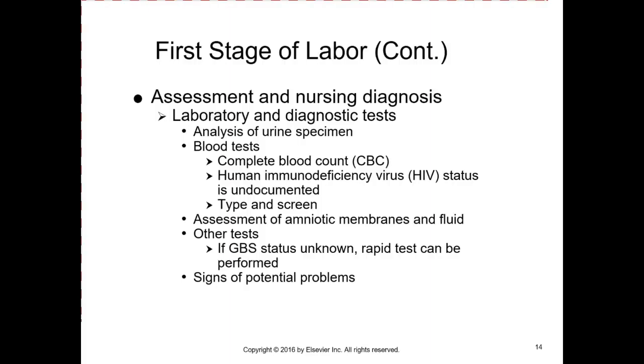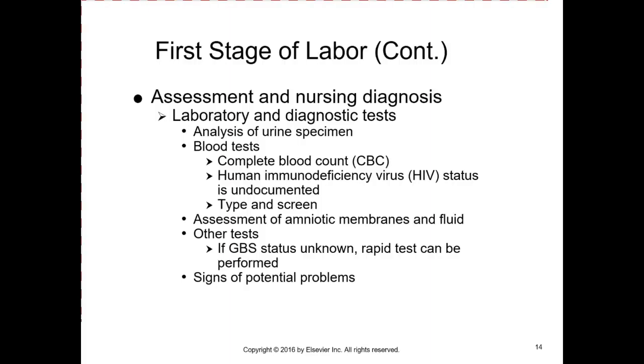And again, once the membranes are ruptured, whether artificially or spontaneously, you want to limit vaginal exams and record maternal temp at least every 2 hours. So you're monitoring for what we call chorioamnionitis and placentitis. So you're looking for infection in the uterus or the placenta.